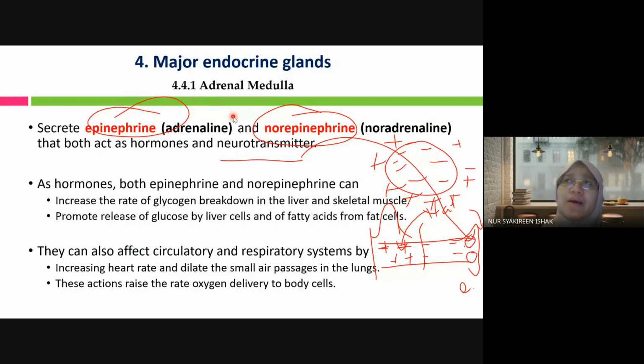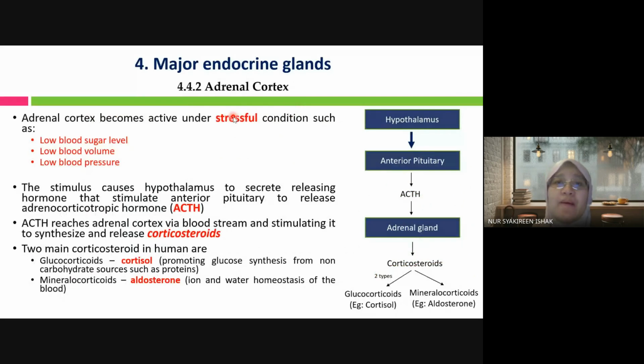So adrenal medulla, it is the middle region of adrenal gland. It secretes the hormone from the neuroendocrine cells. Okay, but for the outer part is the adrenal cortex. So adrenal cortex become active under stressful conditions such as low blood glucose level, low blood volume, and low blood pressure. Okay, so these are stressful condition for your body.